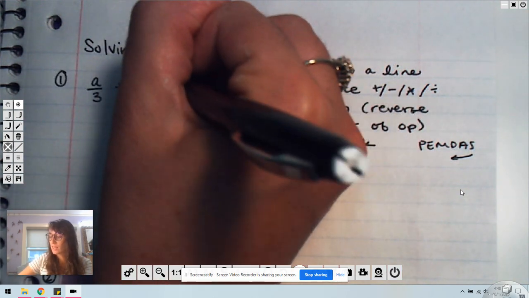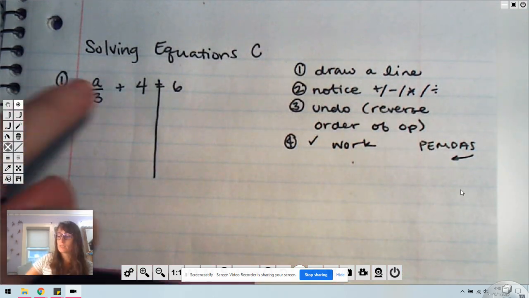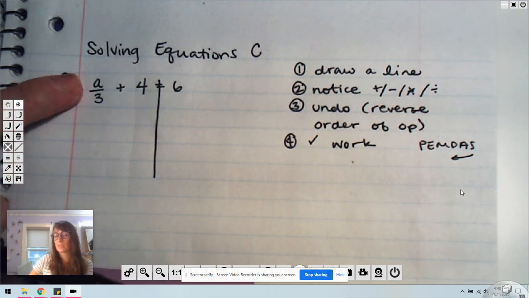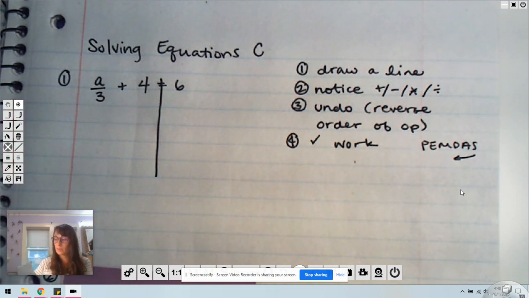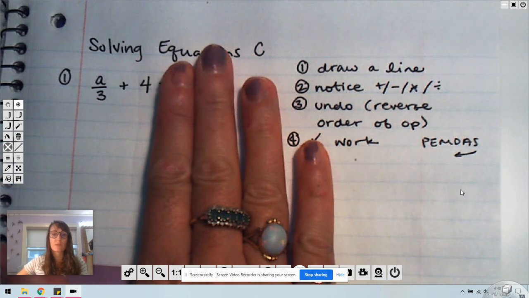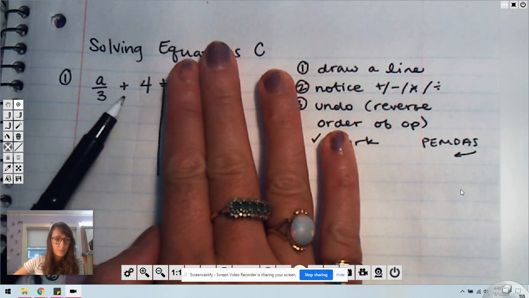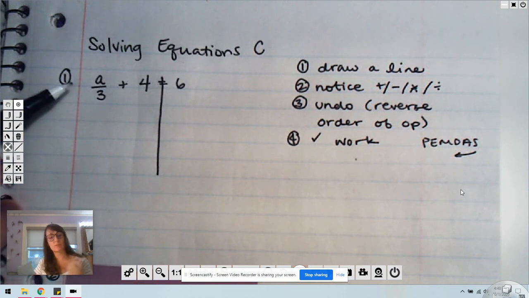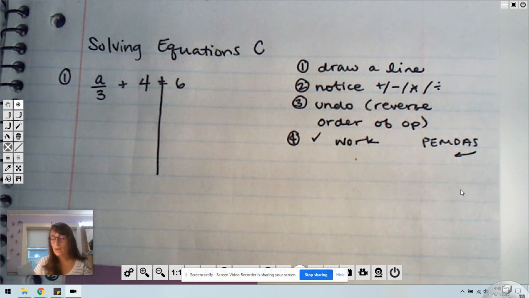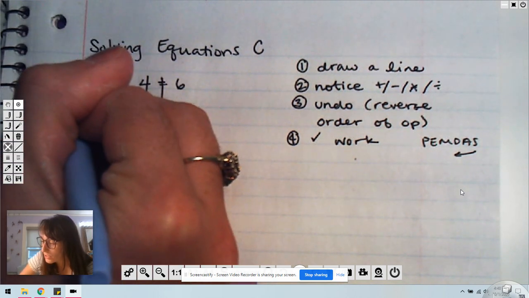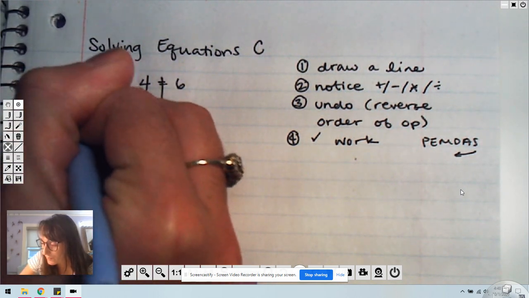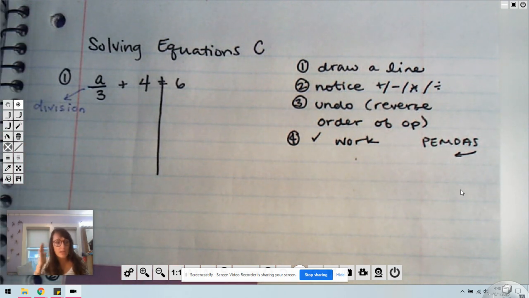So my first step, I draw a line down my equal sign and I focus my brain on the side with the variable. Remember that variable is the letter. So I'm always looking for the side with the variable. When I focus my brain on the side with the variable, I notice that it's being added by positive 4. I also notice that it's over 3. Now, I know that a fraction bar just means division. So now I realize, okay, A is being added by 4 and divided by 3. Those are the two things that are happening to A.